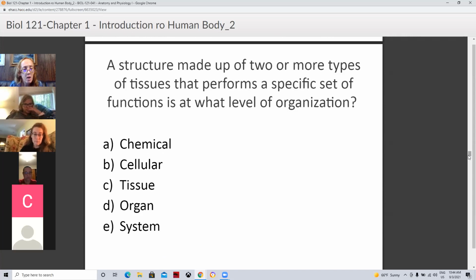Organ. I would say you're right, Braden. I would say it's the organ.